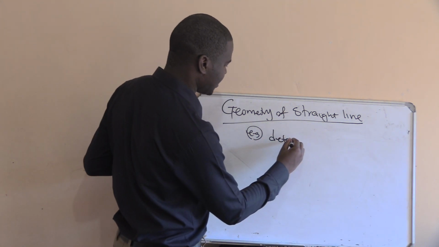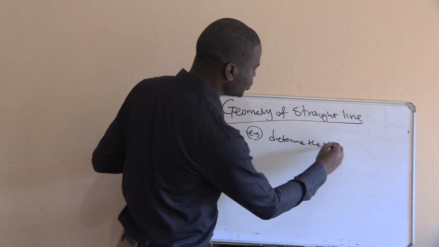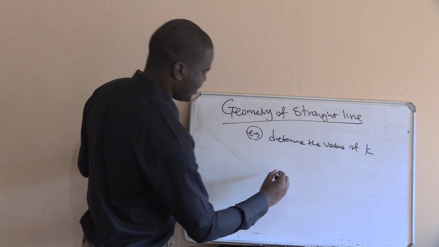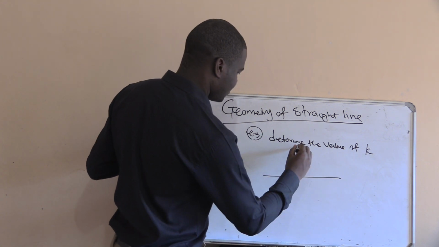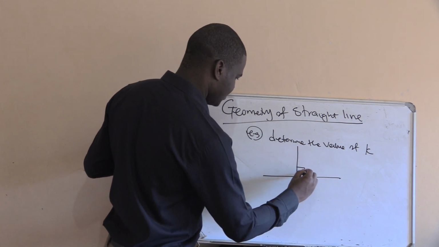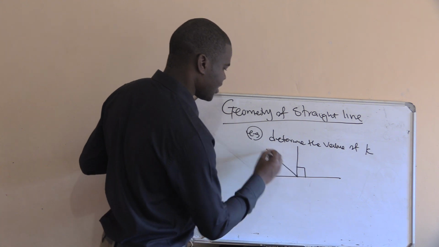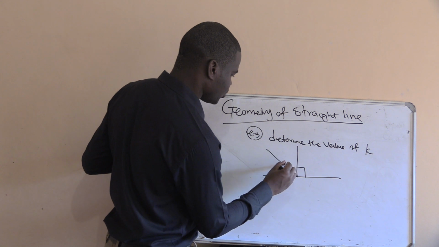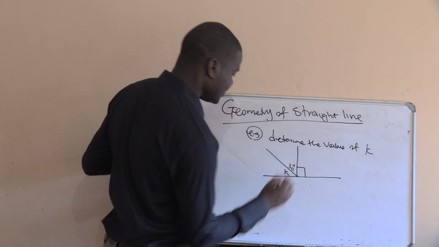Now, look at this one. Determine the value of K. I'm going to bring K there. Therefore, we have our triangle like this. This is the one here. Then we have X, then we have our line. Here we have our K. Here we are going to have our 30 degrees.